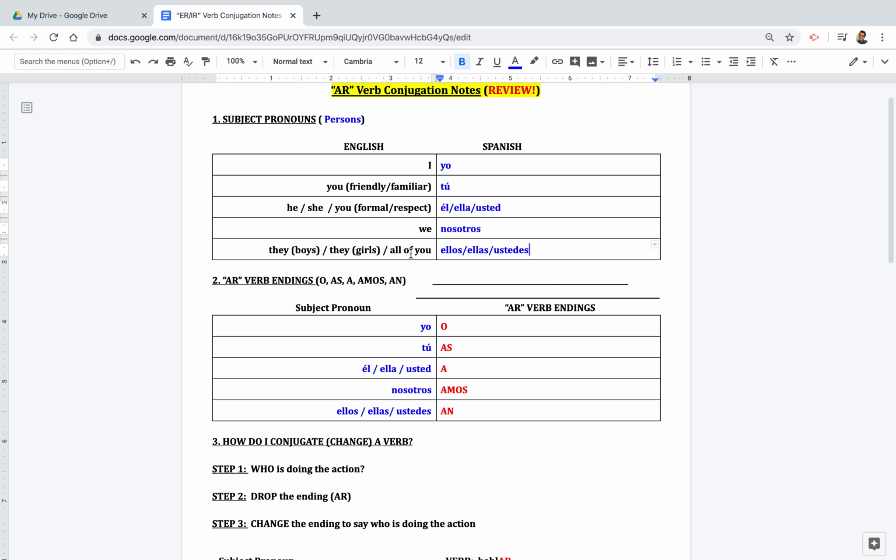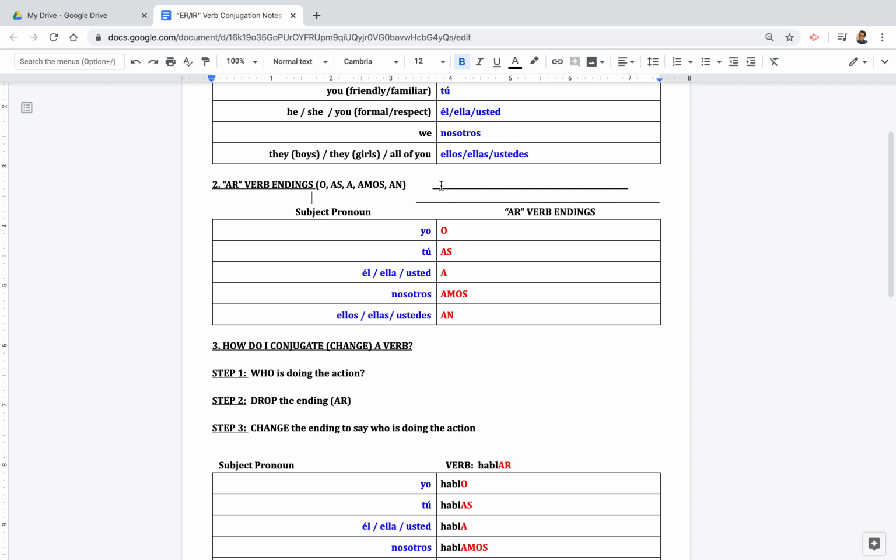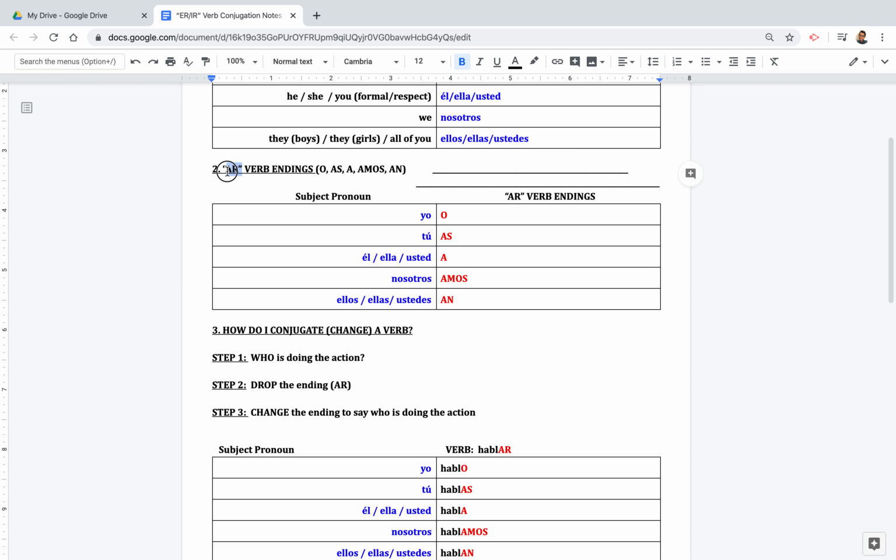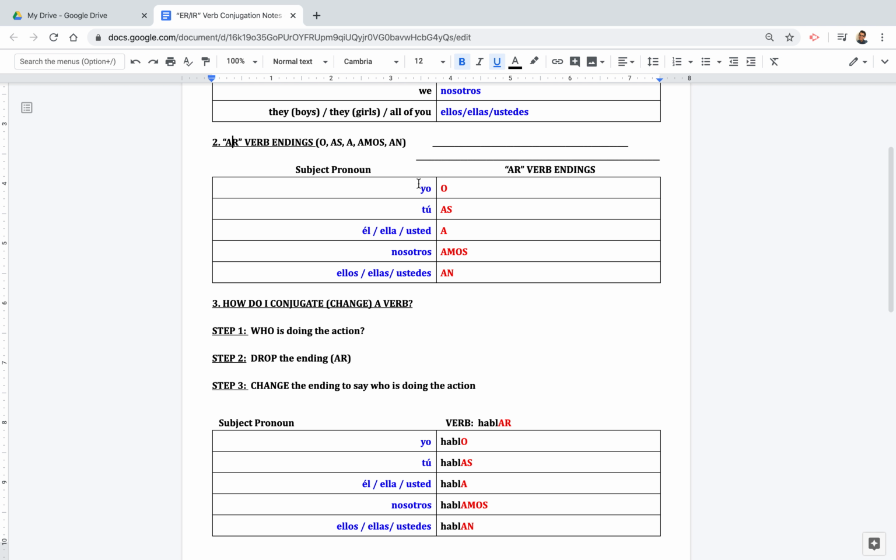We also learned the AR verb endings for when we have to change a verb that ends in AR, like hablar, to talk or to speak. We know that our endings are going to be o, as, a, amos, an. Again, that's o, as, a, amos, an. And these endings match the person who is doing the action. So these endings are always going to be the same when we have an AR verb.